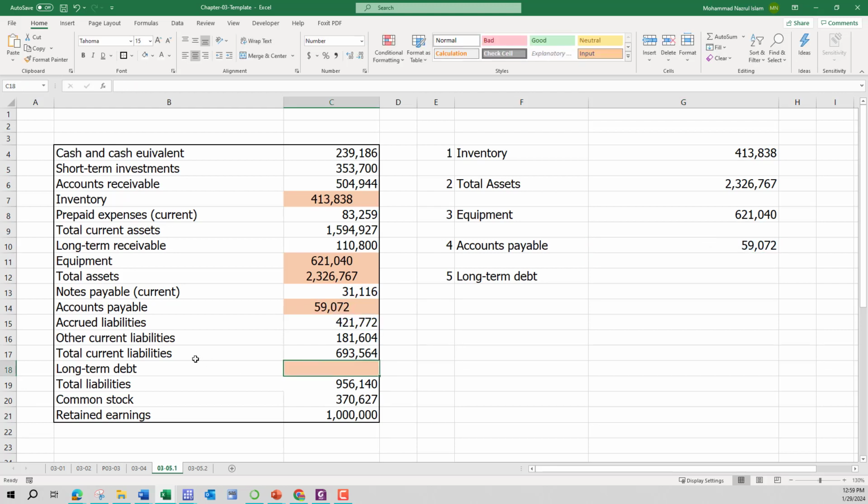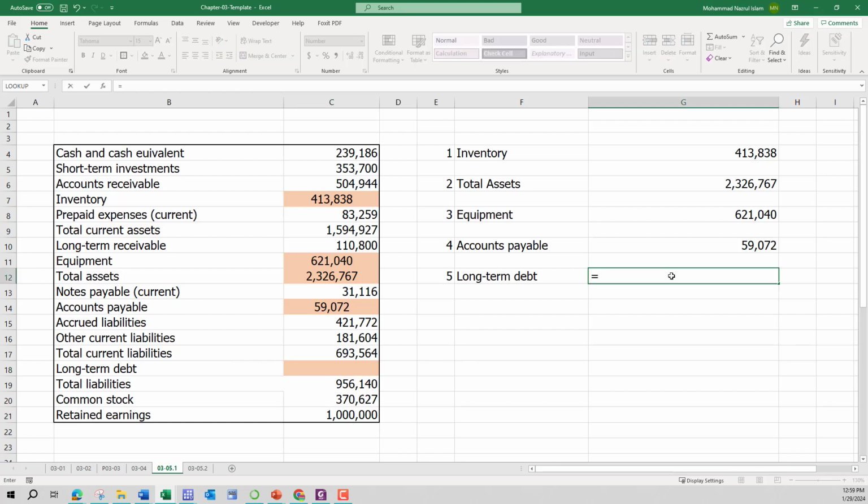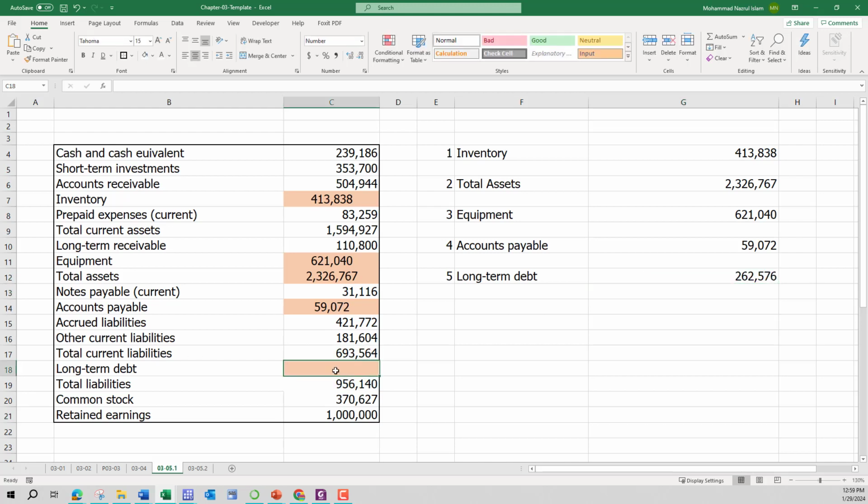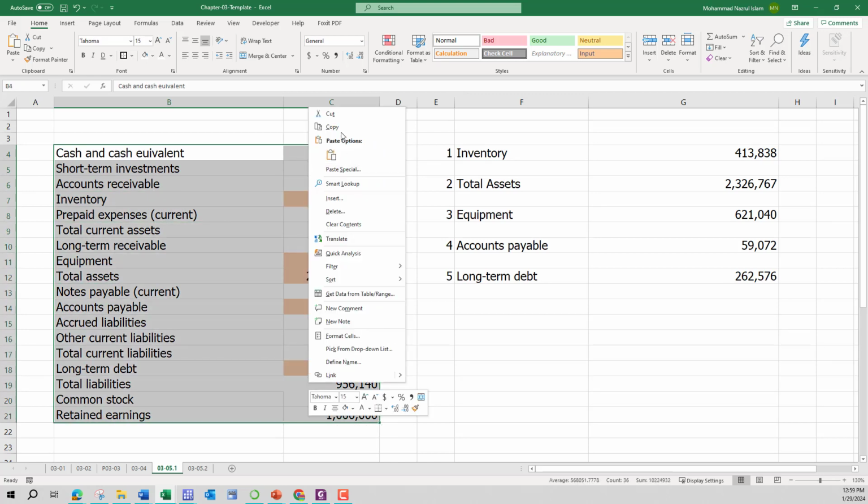And finally, total long-term debt. It should also be easy. That is equal to total liabilities minus total current liabilities. This should be equal to this. We got it? And now I'm copying all this information.